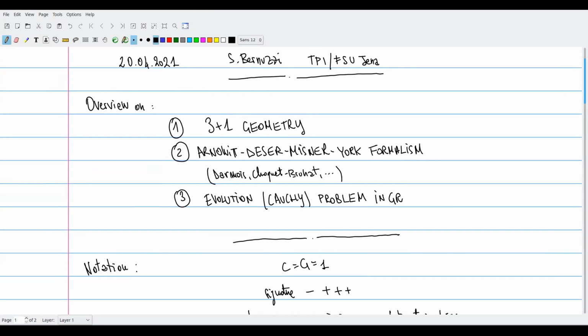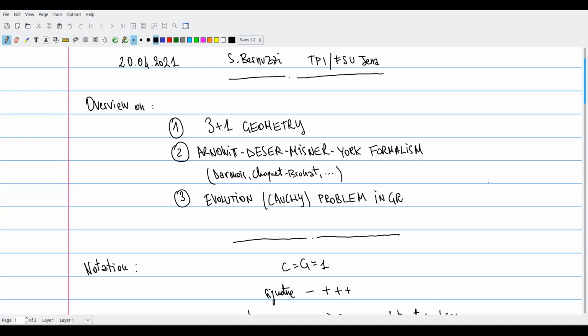And this goes often under the name of ADM formalism, but as Thibault yesterday told me correctly, it's actually a contribution of many other people, French mathematicians and even York. That's why I added him in this title, because in particular the notation that I will follow, the variables that I will use, are ultimately due to him.